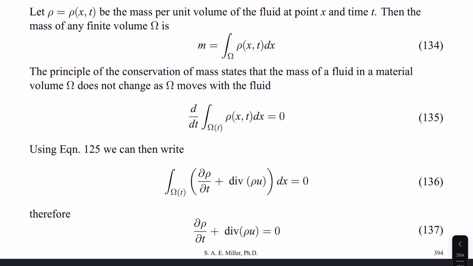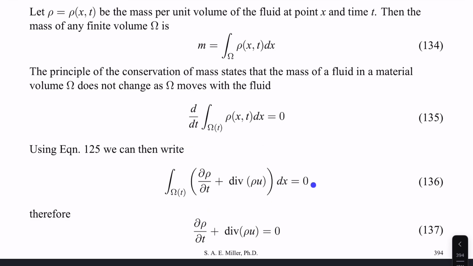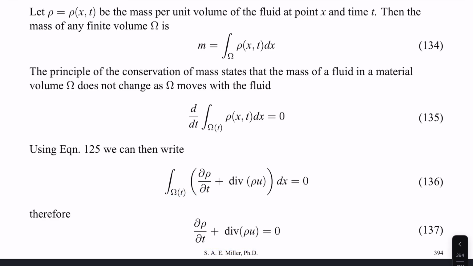Using equation 125, we can then write the volumetric integral at any time t of partial rho partial t plus the divergence of rho u dx is 0. And this is, of course, the compressible form. And we recover the beautiful equation 137, which is partial rho partial t plus the divergence of rho u is 0, which is the first of the Navier-Stokes equations.